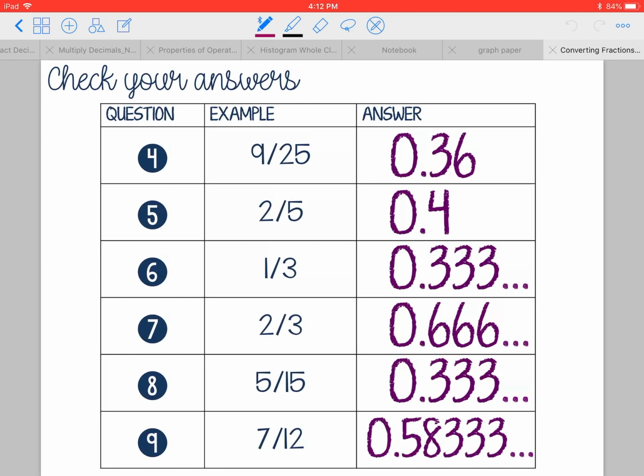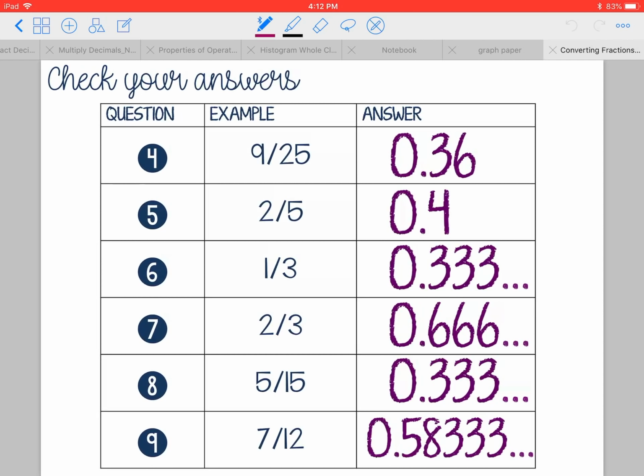Number 8, 5/15. Actually, 5/15 simplifies to 1/3, so some of you might have caught that. But the decimal form is 0.333 repeating. And then number 9, 7/12 is 0.583333 repeating. Okay? So if you just have 0.583, that's not going to get you the correct answer.